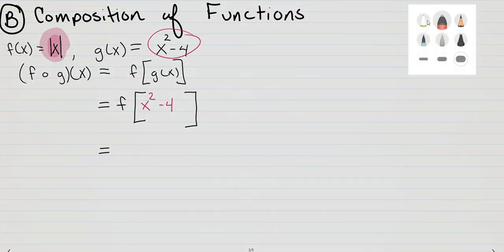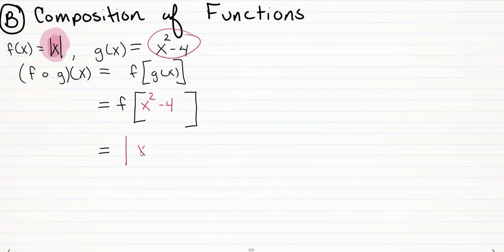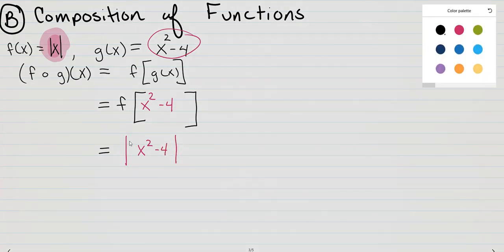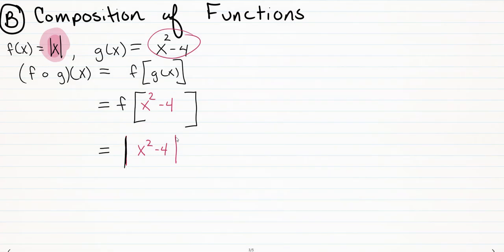So it would look like this. F of x squared minus 4, I would take that x squared minus 4 and put it inside the f function. So f of g of x is the absolute value of x squared minus 4.